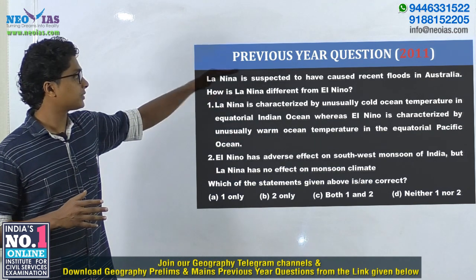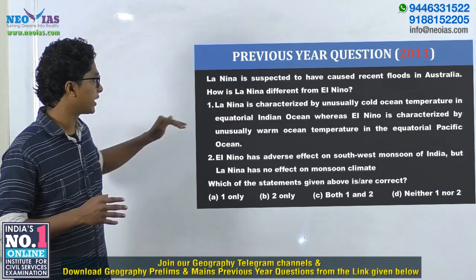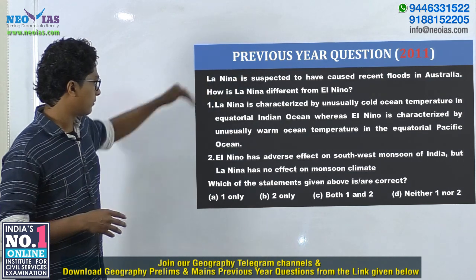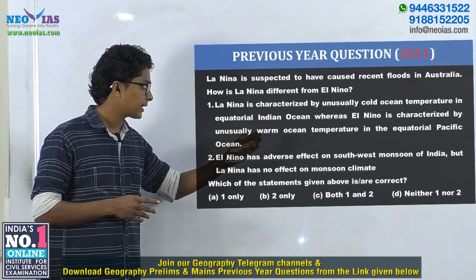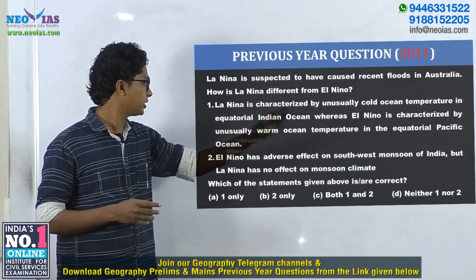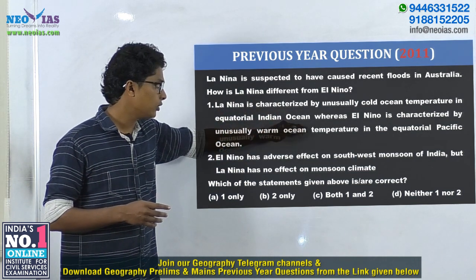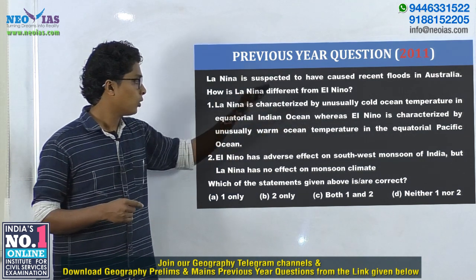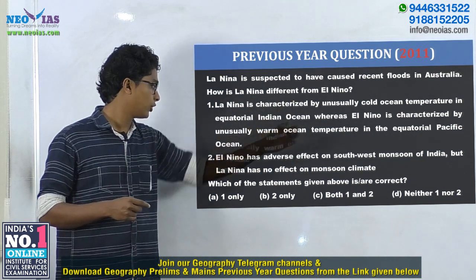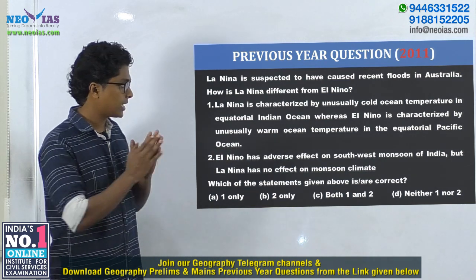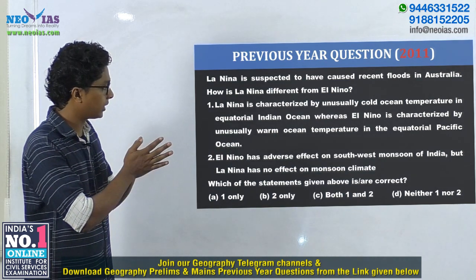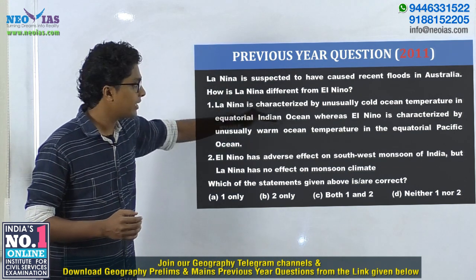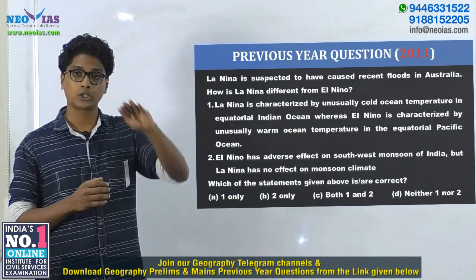La Nina is suspected to have caused recent floods in Australia. How is La Nina different from El Nino? The first statement: La Nina is characterized by unusually cold ocean temperature in the equatorial Indian Ocean, whereas El Nino is characterized by unusually warm ocean temperature in the equatorial Pacific Ocean. If you closely look at the statement, in the case of La Nina, the first part mentions the Indian Ocean, which is actually wrong.